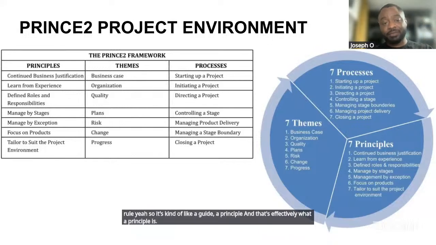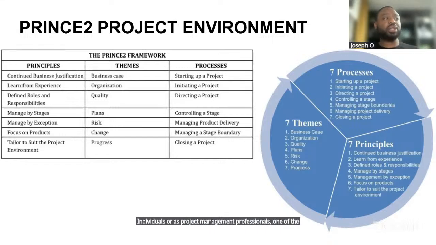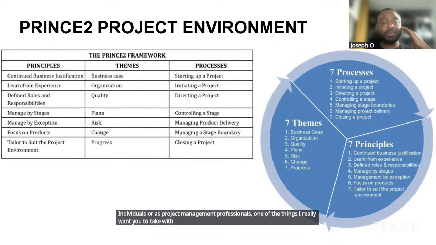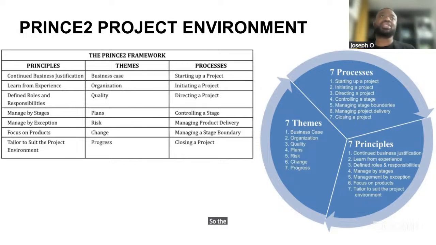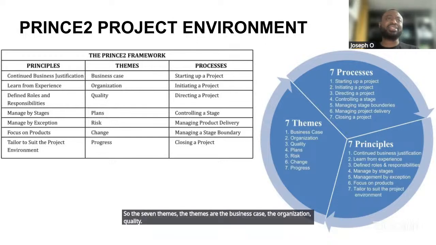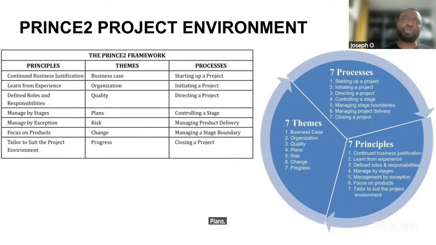As individuals or as project management professionals, one of the things I really want you to take from these 7 principles is to ask in my head, how am I implementing this in my project? Am I being guided by these rules effectively? So the 7 themes are the business case, the organization, quality, plans, risks, change, and progress.